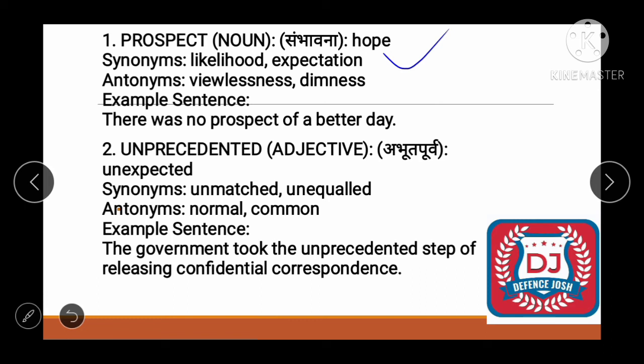Okay, and dimness. Let's see example. There was no prospect of a better day means there is no hope and no possibility of a better day. All right, I hope you understand. Next one is unprecedented. Unprecedented is an adjective. Okay, which mean unexpected. और हम simply कह सकते हैं ना, unprecedented मतलब होता है never done or known before. पहले कभी हुआ नहीं है वो काम, ठीक है, never done before.